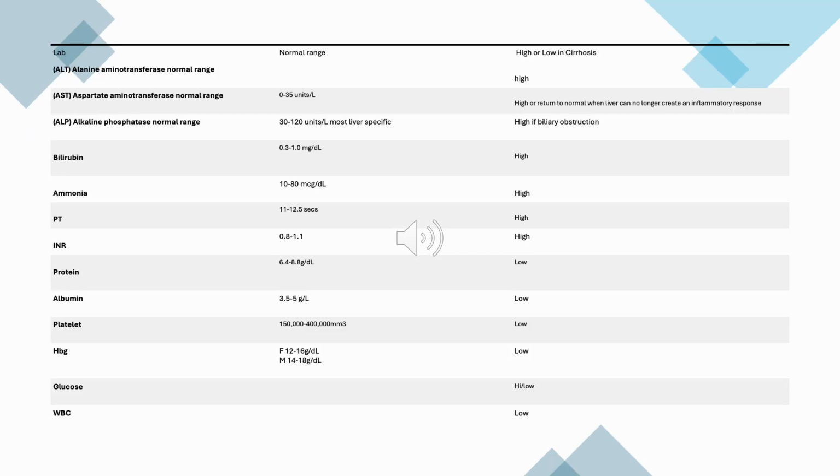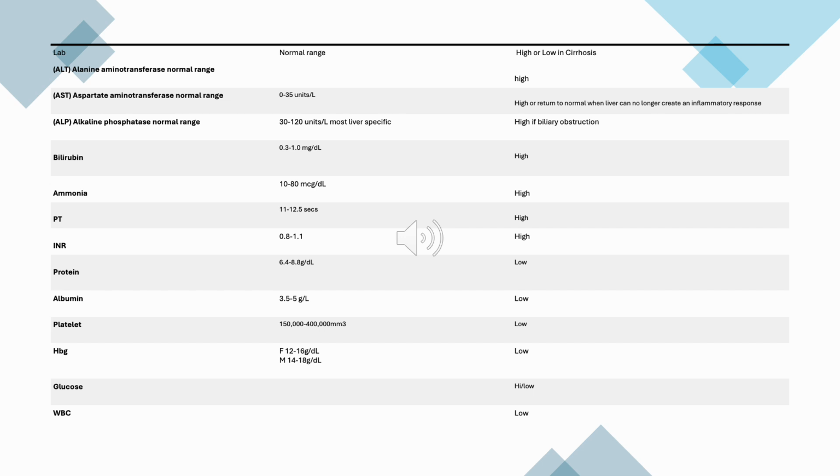Here are the expected laboratory findings for somebody with cirrhosis. The ALT is going to be high, the AST could be high, the ALP will be high if there's biliary obstruction. The ALT and the AST will be high initially, but as the liver starts to fibrose, it no longer can produce those enzymes. So it may be just normal or low at end stage. Bilirubin's going to be high. Ammonia level will be high. That's why we give the lactulose to get that down and put them on a low protein diet.